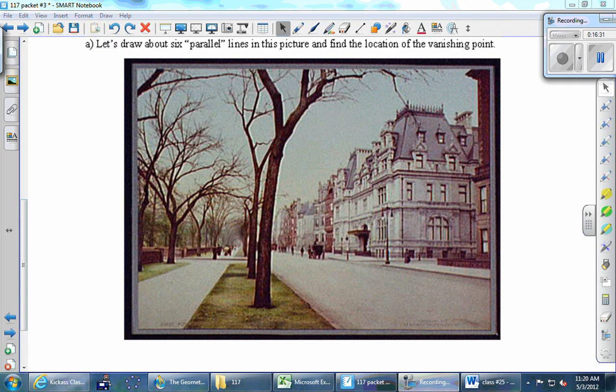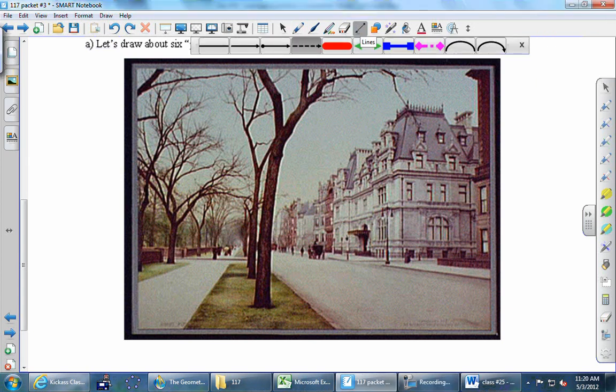Okay, so we're going to draw a few lines up here, and we're not going to draw them all. You might have found some more, but the idea is that lines that appear to be parallel probably are fading off into the distance. So we'll draw some blue ones.